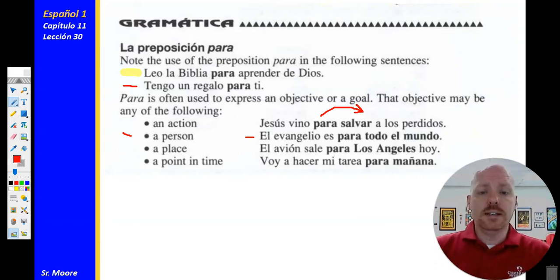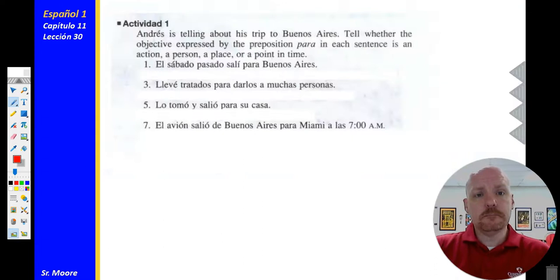Or it could be a point in time. Voy a hacer mi tarea para mañana. I am going to do my homework for tomorrow, looking ahead. So that's kind of what each of these uses has in common. It's headed ahead in an action, it's headed toward a person, it's headed toward a place, or it's looking ahead to a point in time. That's what we do with para, the preposition para.